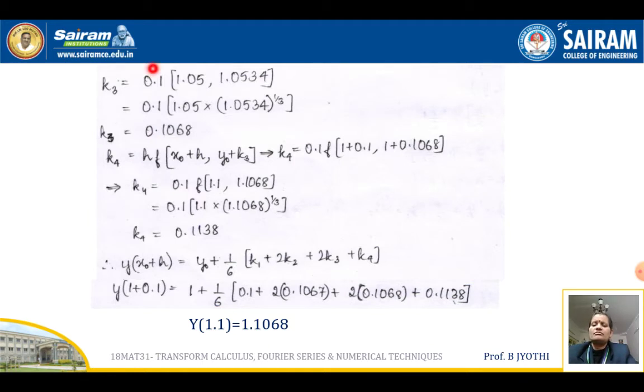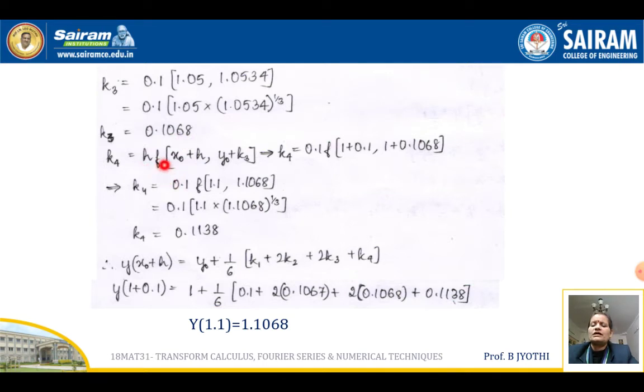Similarly, let's calculate k3. So k3, by applying the same formula, we get 0.1 into f of 1.05, comma 1.0534. So 1.05 into y power 1 by 3, that is 1.0534 power 1 by 3. Again we are getting 0.1068.